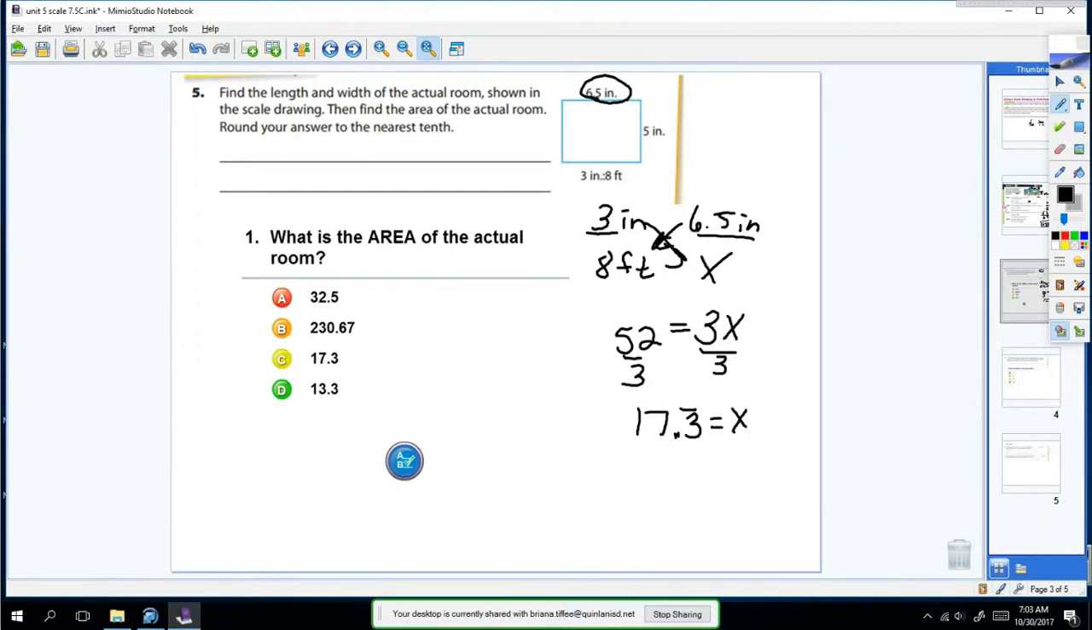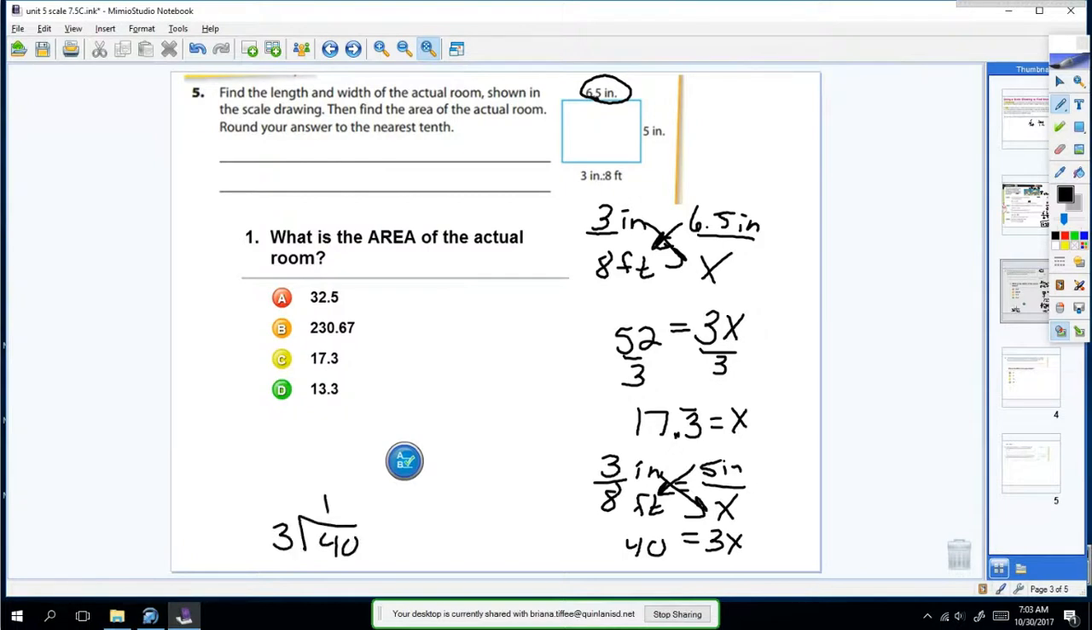So then you're going to do the same thing to 5 inches. So you're going to have 3 eighths. So 3 inches for every 8 feet is equal to 5 inches over x. So 5 times 8 is 40. 3 times x is 3x. So you're going to divide 3 into 40, which comes out to 13.3. Well, now I do see both my answers right here. I got 17.3 and 13.3.